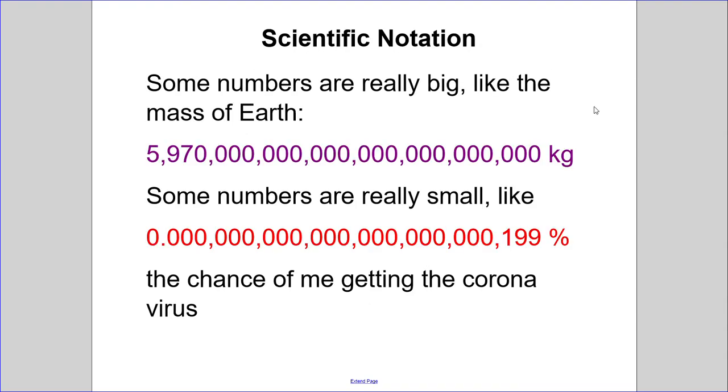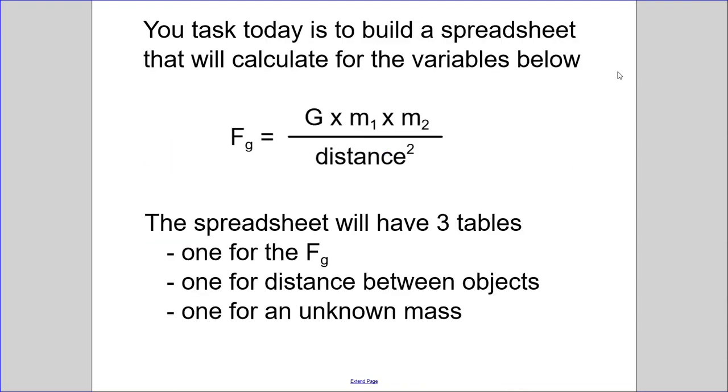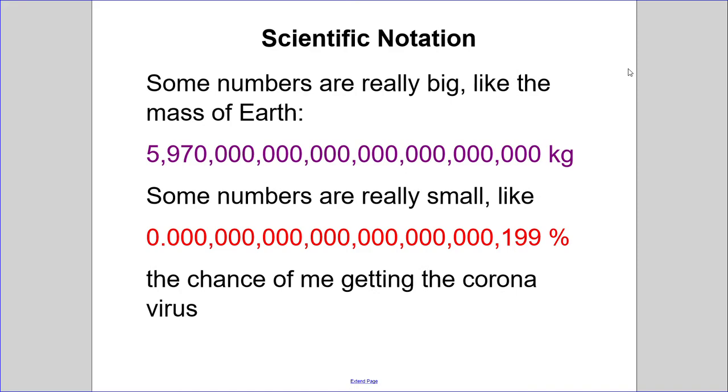All right, a brief note about this. Because the force of gravity can be so big and so small, we have to use scientific notation, because a lot of the numbers that we're working with are just absolutely huge. So for example, the mass of Earth is this many kilograms.